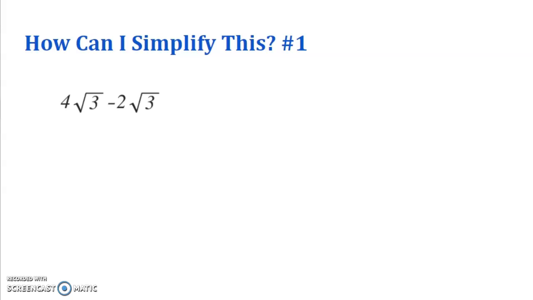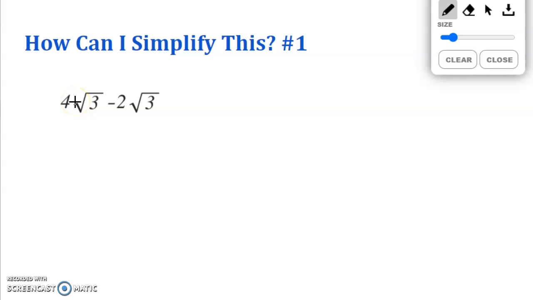So now we're going to try to simplify these radical expressions. When you see 4 root 3 minus 2 root 3, the first thing you need to recognize is what is the operation between 4 and root 3. Just like 4a means 4 times a, there is an invisible multiplication here. So that means 4 multiplied, or 4 lots of root 3, take away 2 lots of root 3.